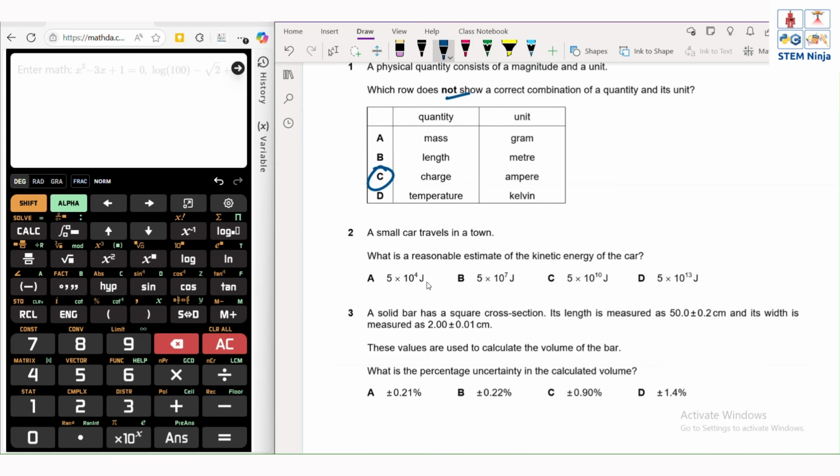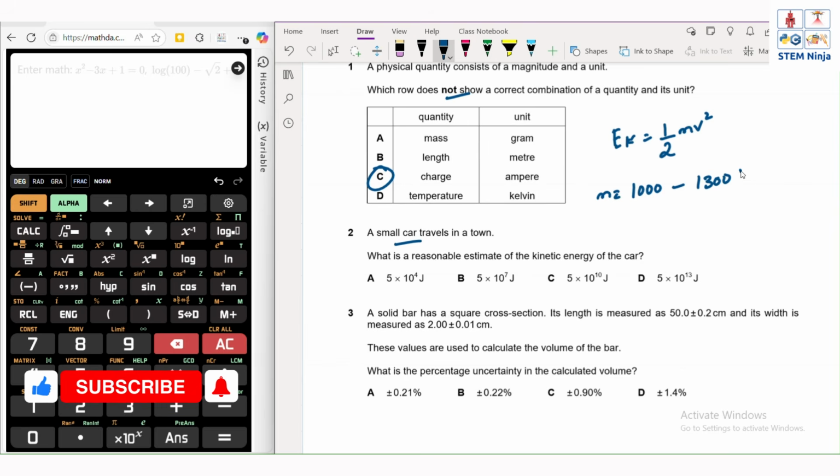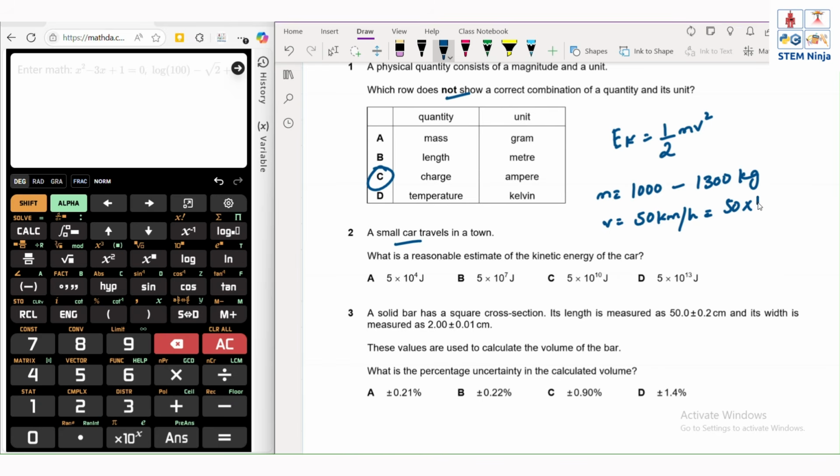A small car travels in a town. What is a reasonable estimate of the kinetic energy of the car? For a reasonable estimate, we know that the kinetic energy formula is half mv squared. We need the mass. A reasonable estimate for a small car is 1000 to, let's say, 1300 kg. For the speed, let's go with 50 kilometers per hour, which is equal to 50 times 1000 over 3600 meters per second. Since we need it in joules, we require meters per second.